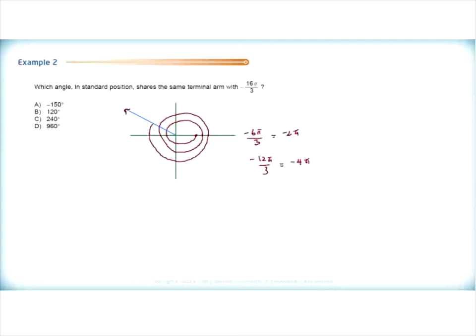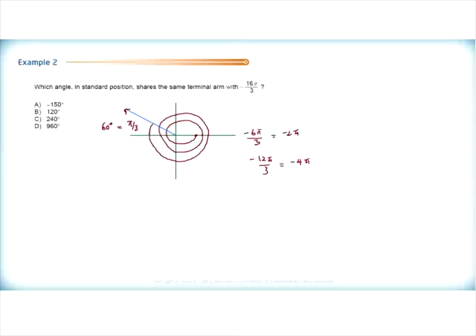Note the reference angle here is pi over 3. That's my reference angle. The reference angle is the angle measured from the negative x-axis, in this case, to the terminal arm, pi over 3. We're looking for an angle in standard position that shares the same terminal arm. Pi over 3, you should know, is 60 degrees.